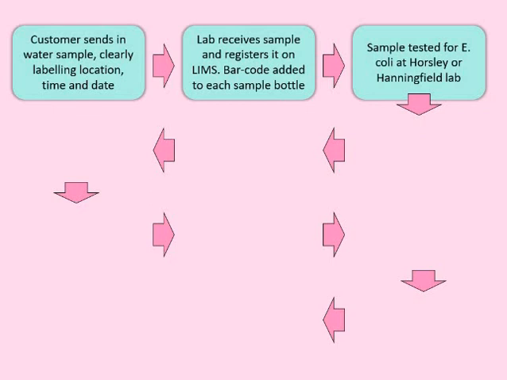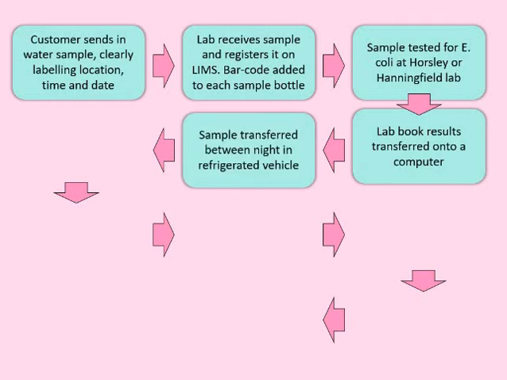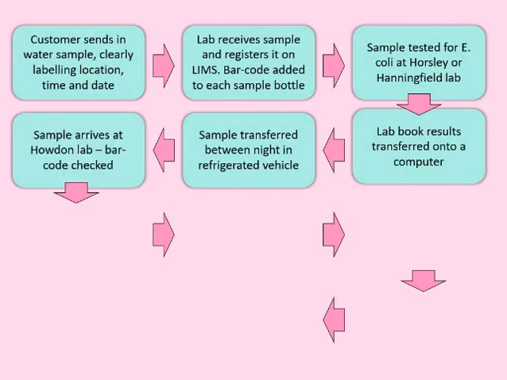The sample will be tested for E. coli at the Horsley or the Hanningfield lab. There's also a third lab, but that lab does not test for E. coli. The lab book results are transferred onto a computer, and then the sample is transferred overnight in a refrigerated vehicle to the Howden lab. Okay, so this is the third lab. The barcode is checked, and the sample is tested for pesticides.